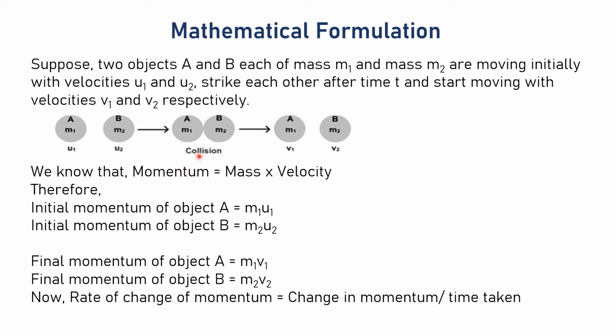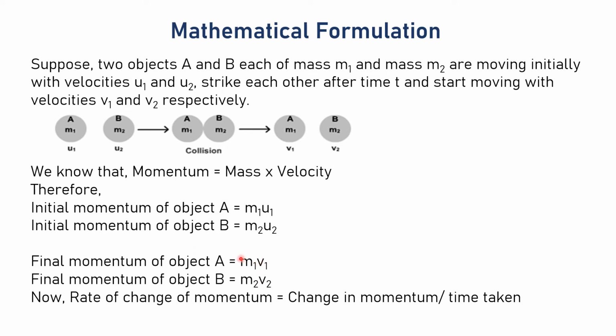Now let's say the collision has taken place, right? After the collision, what happened? These two objects started moving in different directions with different speeds, right? So that will be the final speed. Now let's find the momentum of A and B after the collision. So m1 v1 is the momentum of A and m2 v2 is the momentum of B, right? So this is the total momentum before the collision and the total momentum after the collision, right?